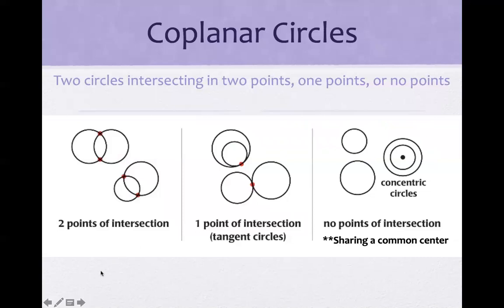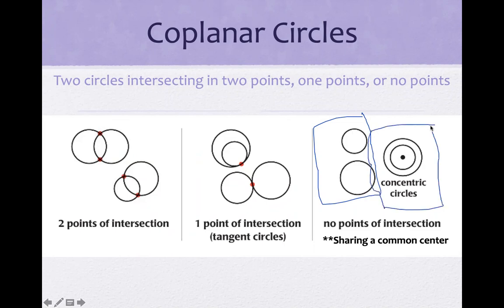So there's 2 different examples here, and I want to note the difference between these 2. So these never intersect. These are just 2 circles on the same plane hanging out. And then this one here, these are 2 circles. One is within the other, and they're sharing a center. This is called a concentric circle. It looks like a dartboard.